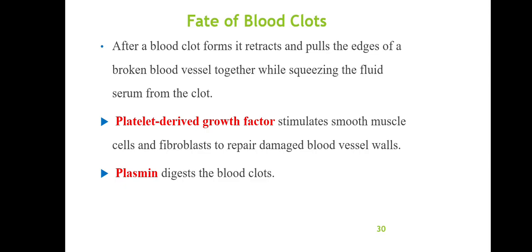Okay? So basically, after the clot has been made, it needs to be what? It needs to be removed so that the healing can be complete. After a blood clot forms, it retracts and pulls the edges of the broken blood vessel together while squeezing the fluid serum from the clot. Then platelet-derived growth factor stimulates smooth muscle cells and fibroblasts to repair damaged blood vessel walls. They all need to be repaired so that the skin can be formed on top. Then plasmin is an enzyme that digests the blood clot that has formed on top of the wound.